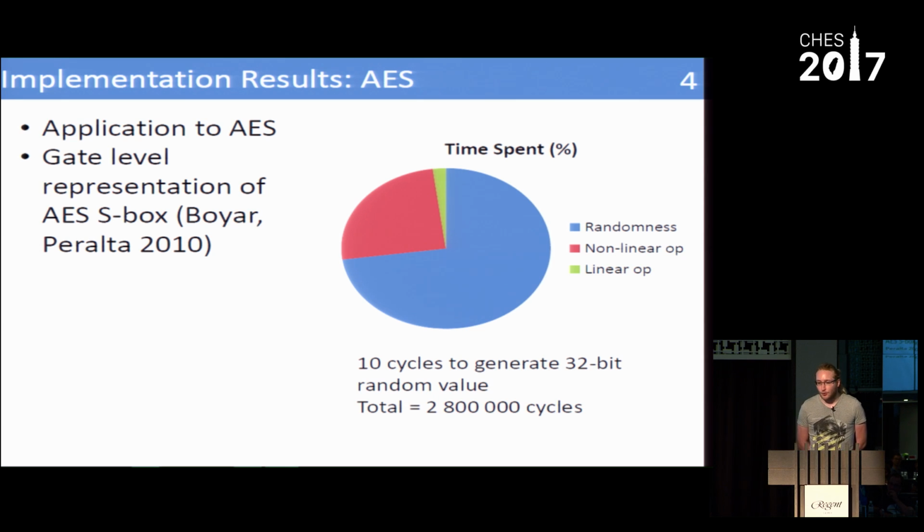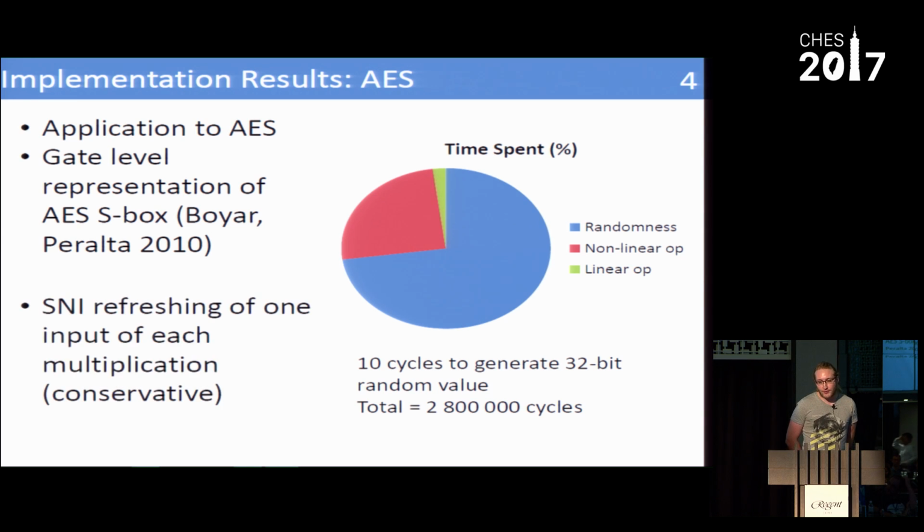What we can see here in the result is that it's not a surprise, but the linear operation is quite negligible at such a high order. Non-linear operations are still a big part of the computation, and maybe there is still optimization to do in this part. Something a bit more surprising is the amount of randomness we need in our computation. In our case, it can be explained because we chose to be very conservative when we looked at the probing security. We chose to put SNI refreshing on one input of each multiplication, which explains the level of randomness.